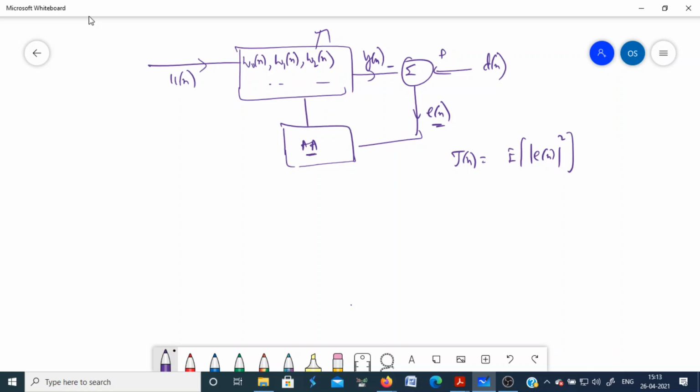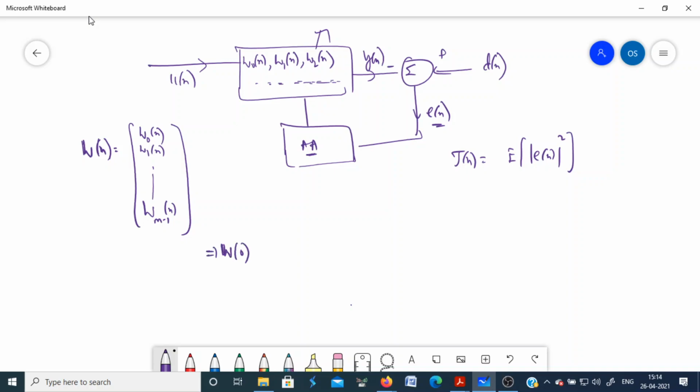Okay, so suppose initially, I have no idea where the minimum square error will lie, or what will be the value of the minimum mean square error. So suppose I have a vector here, let us suppose there are m filter weights, it means you have a vector here wn, which is basically w0 of n, w1 of n, up to wm minus 1 of n. Okay. This is a vector of m filter coefficients. So if it is starting at the initial stage, so we have W0.